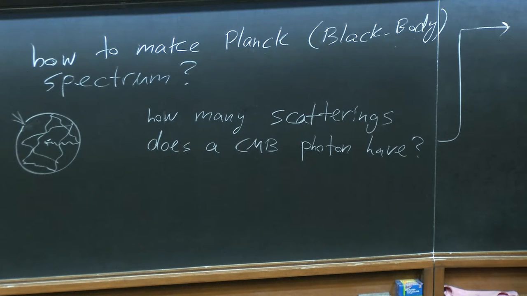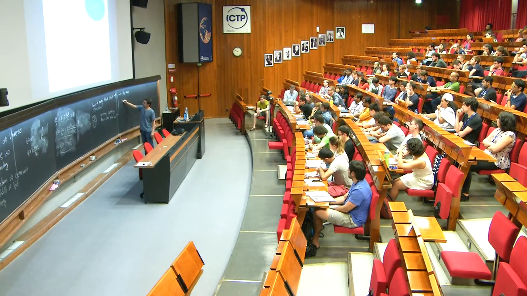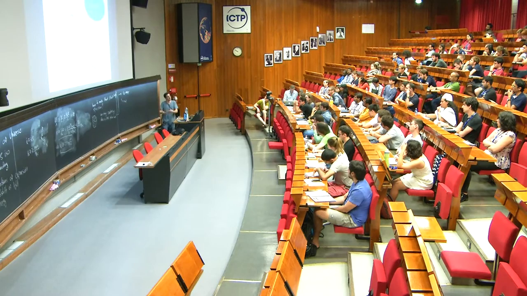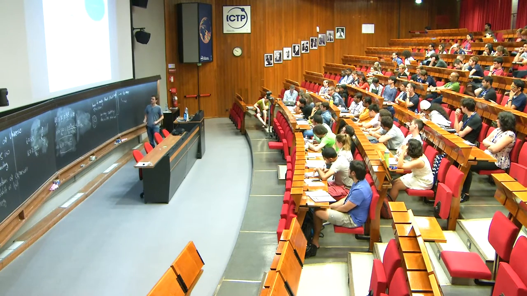We have a universe with an age. The age of the oldest stars that we see is in the ballpark of 10 gigayears. So we can ask, how many scatterings does a CMB photon have across this time? Well, the scattering of the photons happens on ambient electrons in the universe. This is the useful scatterer for us. And to know how many scatterings there are, we need to know the density of scatterers.